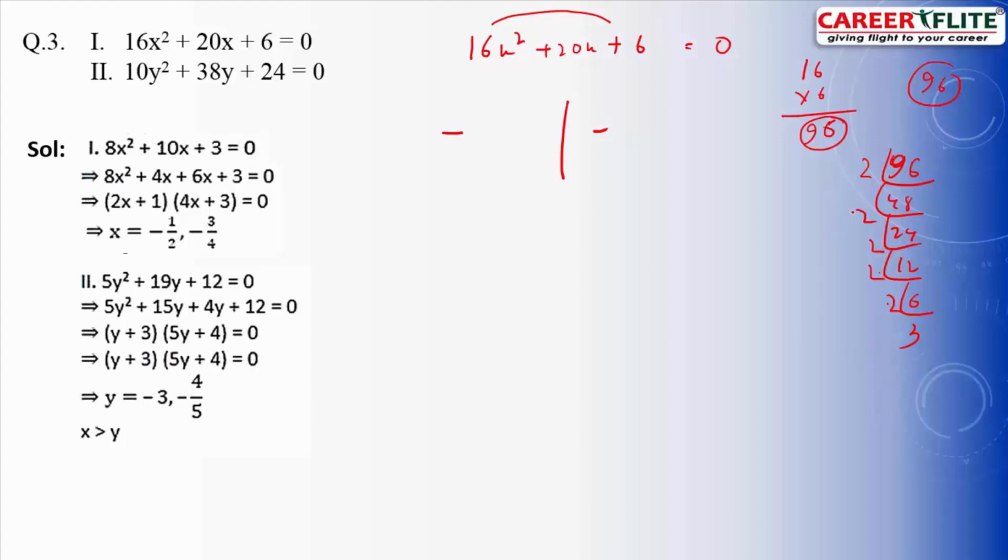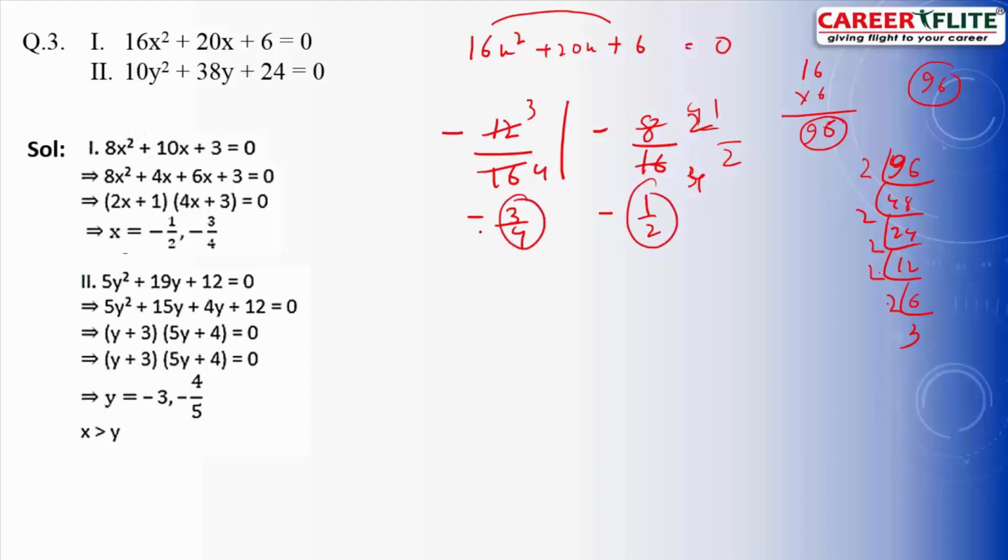So what can we take? 12 and 8 we can take. First you take 12 here, 8 here, and we must divide by the coefficient of x square. Divide by 16, divide by 16. So we are left with minus 3 by 4, and here minus 1 by 2, half. We are left with minus 3 by 4 and minus half. So these are the two roots.